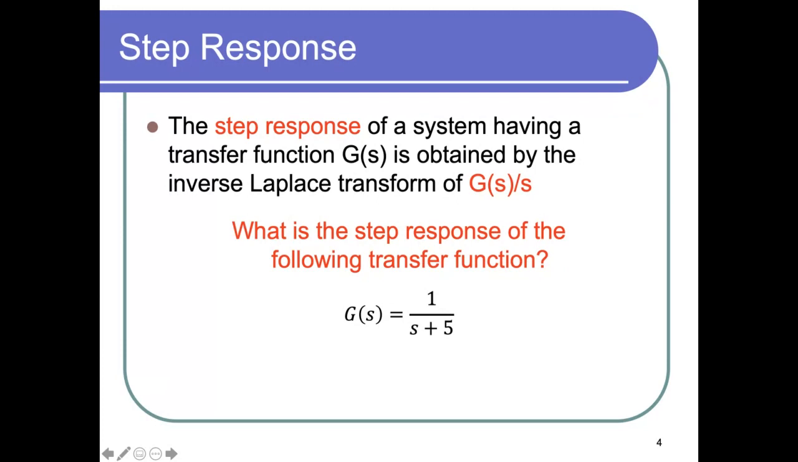So if I know the transfer function capturing the input-output relationship, I can get the step response by multiplying that transfer function G by 1 over s and then obtaining the inverse Laplace transform of G(s) over s, which gives me how the system will behave as a function of time. Any questions?